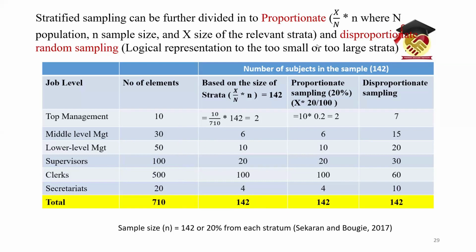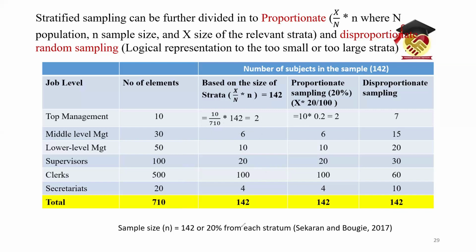Now this is called proportionate sampling. Why? You took everything according to the real proportion. So this is your proportion. So this is based on the proportion.